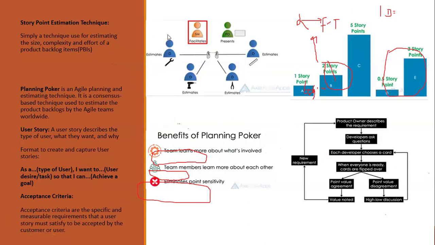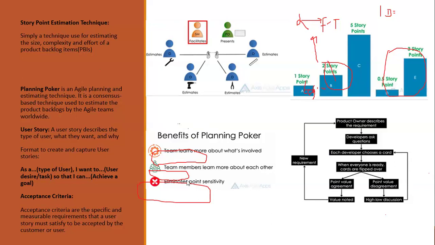Now, another way an Agile team can do story point estimation is using a technique called planning poker. So who are the people who are supposed to do it, and what are the benefits of planning poker? With planning poker, the team learns more about what's involved, the team members learn more about each other, and it also eliminates point sensitivity. What is this point sensitivity we are talking about? This is saying that they don't want a session whereby one person will go and estimate for everybody that is in the team.